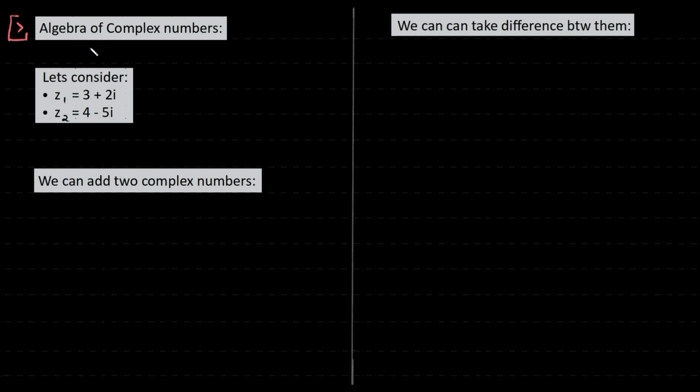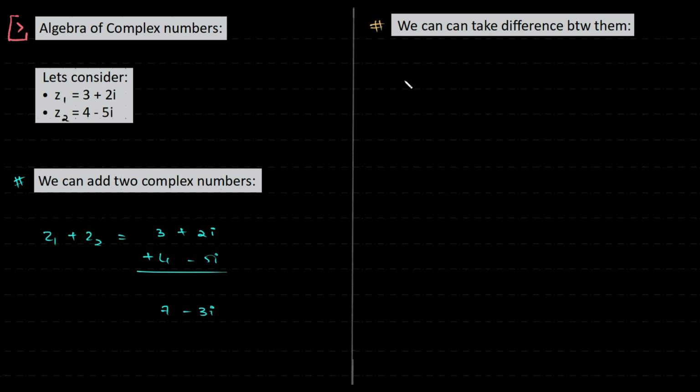Let's look into the algebra of complex numbers. One disclaimer, it's the same thing as adding any variables or any numbers, so on and so forth. So we can add two complex numbers in this manner. I'm taking up this example. So z1 plus z2 is basically 3 plus 2i plus 4 minus 5i, resulting in 7 minus 3i. As simple as that.